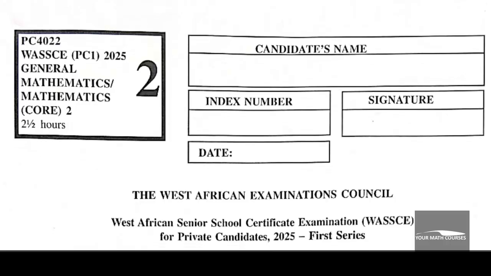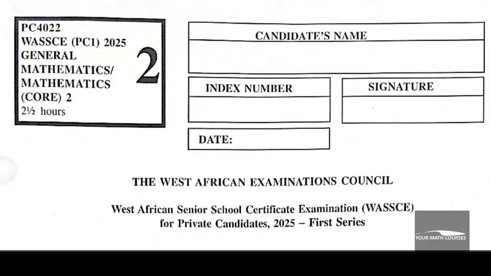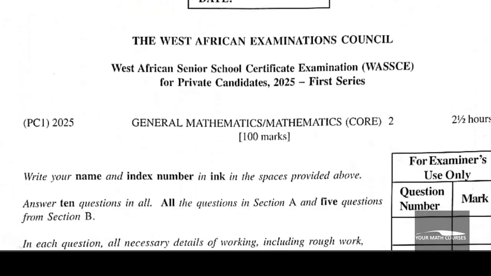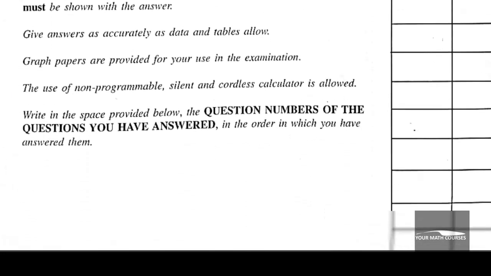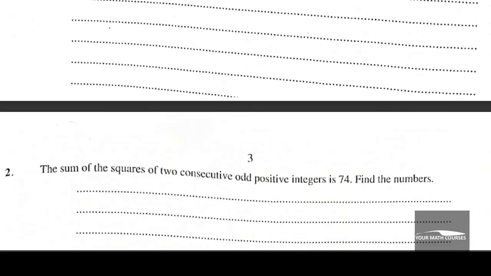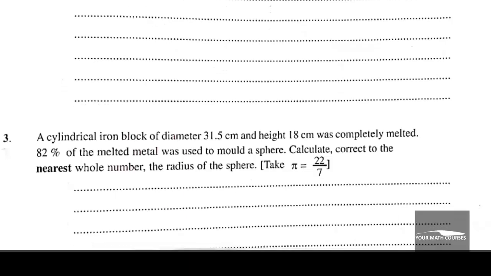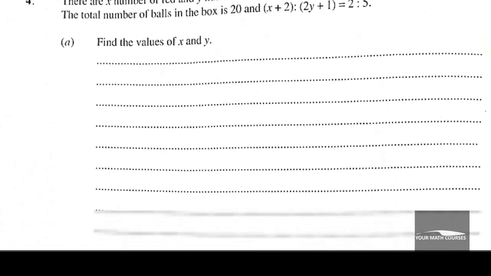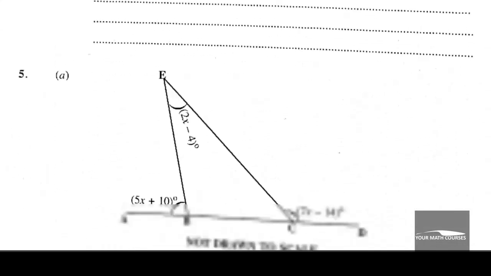We have the WASSCE February 2025 core mathematics paper here. Let's go through the questions and solve them. So we have question number 1, question number 2, question number 3, question number 4, then finally question number 5.